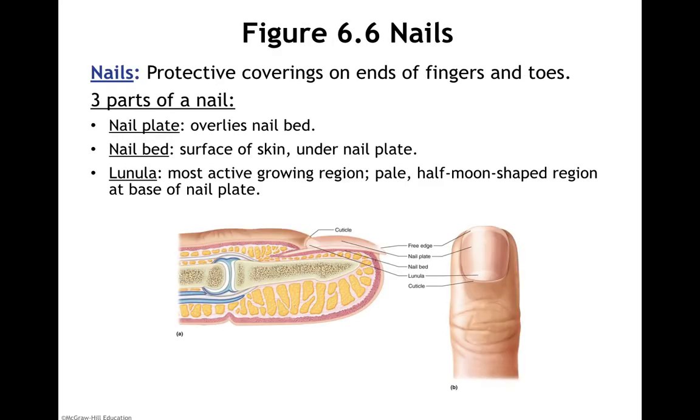So let's take a look at the nails. The nails are protective coverings on the ends of our fingers and toes. There are three parts to them: a plate, a bed, and a luna. The nail plate overlays the nail bed. The nail bed is the surface of the skin under the nail plate.